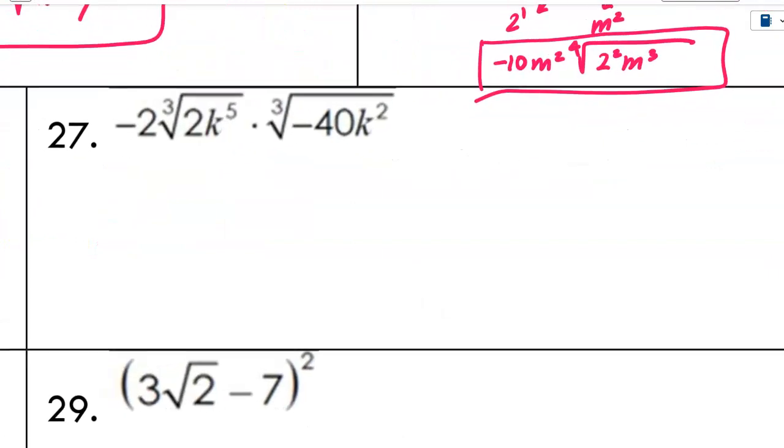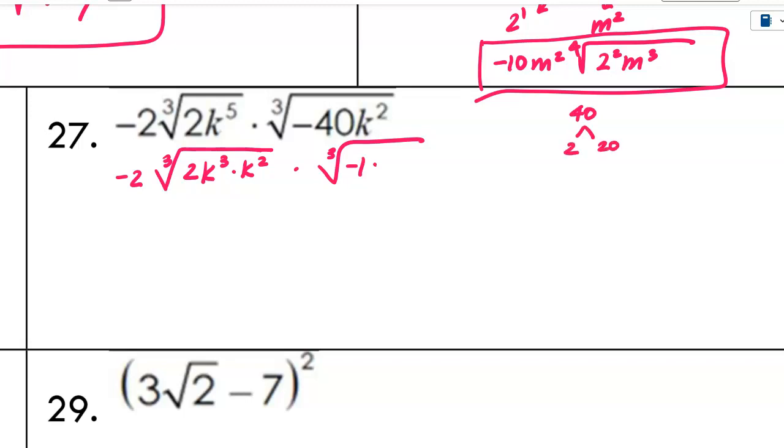Okay. Cube root. -2 cube root 2. I'm going to break up that 5 and make it k to the 3rd and k to the 2nd. The cube root, take the -1, write it separately. And then the 40, 2, 20, 2, 10, 2, 5. So that's going to be 2 to the 3rd and k to the 2nd. You can't break up the k to the 2nd into numbers that are divisible by 3.